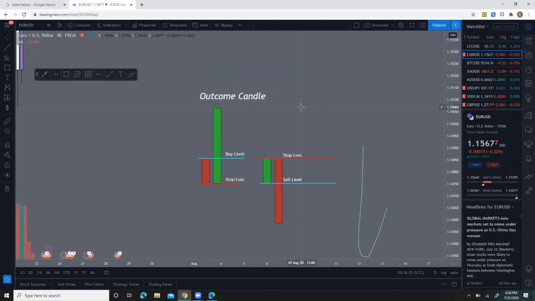Right off the bat, there are three confluences to finding an outcome candle. Does anyone know what they are? Y'all can just unmute yourself and say it, or put it in the chat box. There it is. Take out liquidity, Solomon, that's one. Anyone know what the other two are? Y'all can just speak in the mic.